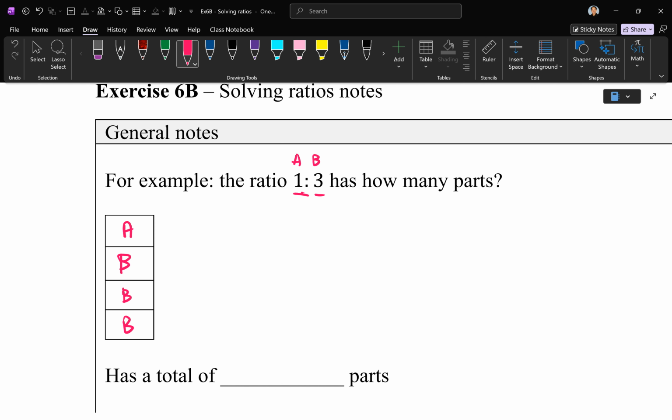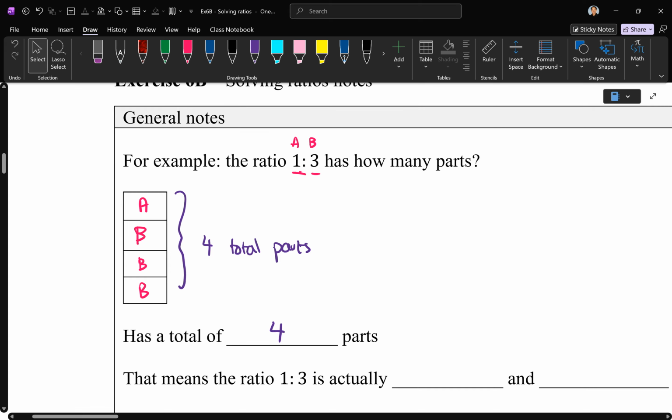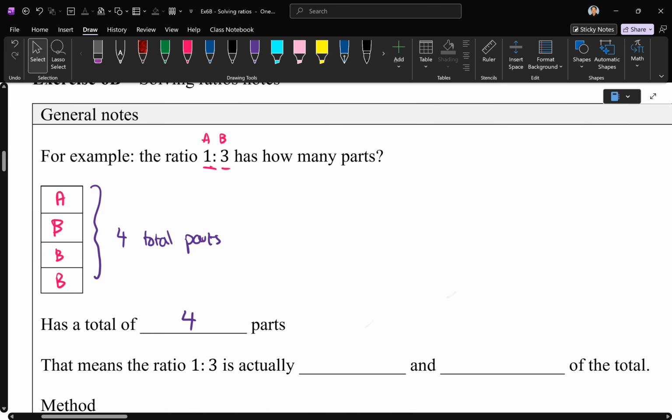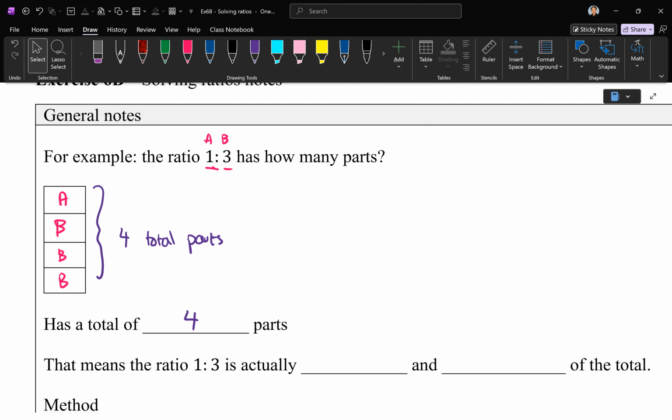How many total parts can you see there, Tom? 4. There are 4 total parts, which logically is just 1 plus 3. That tells you how many parts there are in total. So when you think about it mathematically, out of 4 parts, person A is only getting 1 out of 4. I'm going to say that again so you can see the logic here. Out of 4 parts, person A is only getting 1 out of 4. So that means out of the total, person A gets a quarter of it.